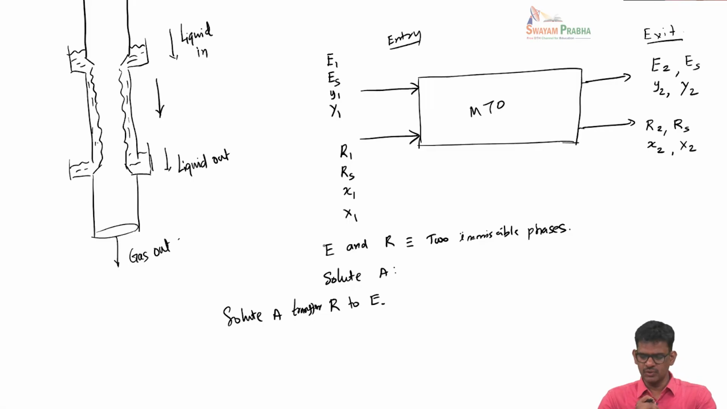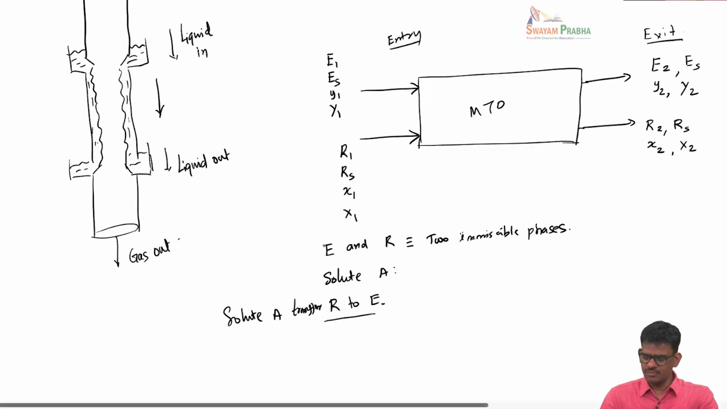So we have two phases, E and R. These are immiscible. There is a solute A, and solute A is the only diffusing component. All the other ones are not diffusing. We are basically talking about A diffusing through non-diffusing other mixtures. So A is a solute that is transported from the R phase to the E phase.